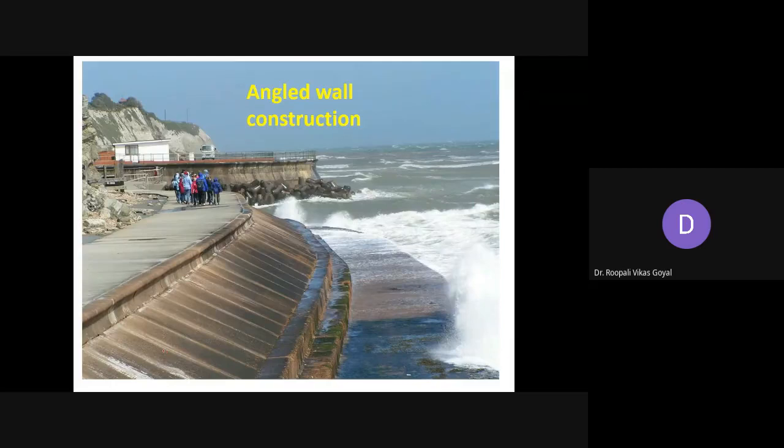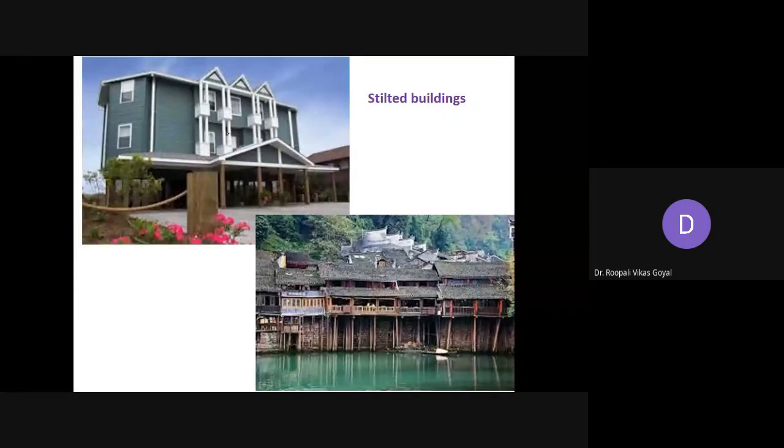So here you can see this kind of angled wall construction. That can reduce the force of particular tsunami waves, and it will also protect up to this much height, and whatever coastal region nearby where some people are residing, then they can be saved. Also this kind of stilted building, so this building completely resting on some pillars, this kind of construction is normally observed nearby coastal regions.